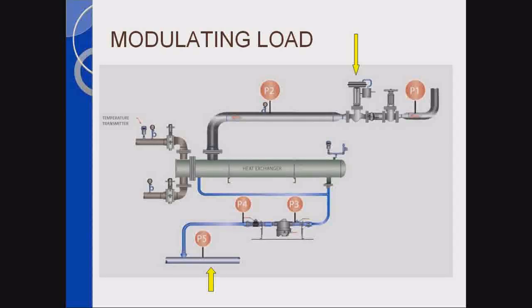Example is on here. This is a modulating load. The modulating load, as you can see, P1, P2. The yellow arrow is showing the control valve. That control valve can modulate anywhere from 0 to 100%. If it modulates down to, say, 5%, then P3's pressure is going to change. If it opens to 50%, P3, which is the inlet to the steam trap down to the lower part of the slide, will change.